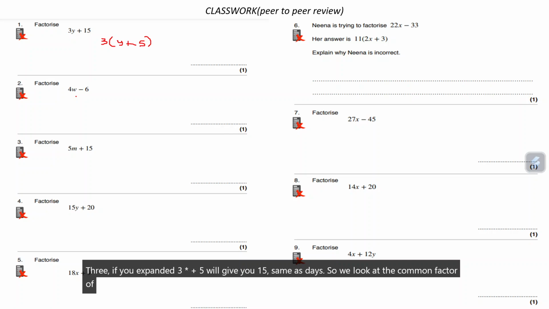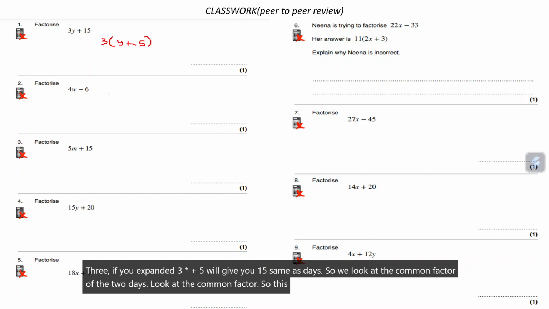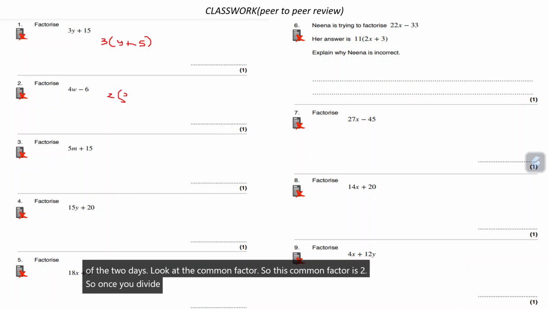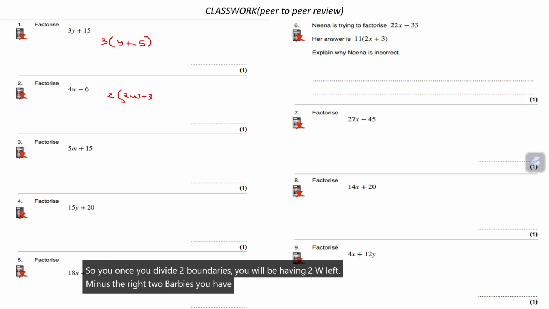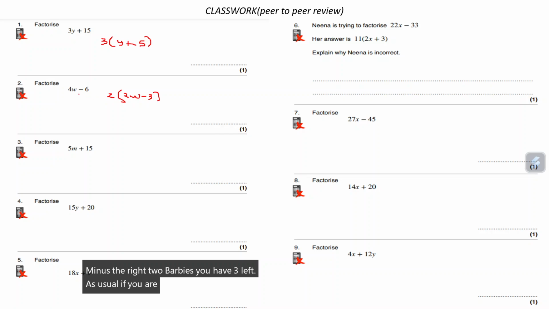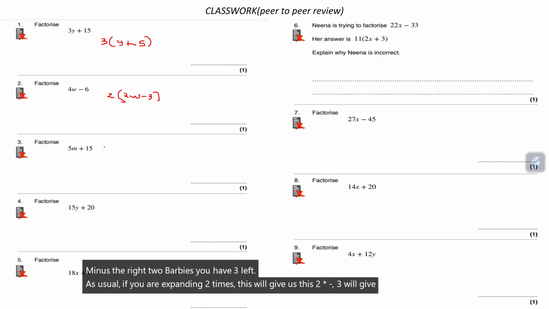So we look at the common factor between these. The common factor is 2. Once you divide by 2, you'll be having w left, minus 3 left. As usual, if you are expanding, 2 times this will give us this. 2 times minus 3 will give us minus 6.